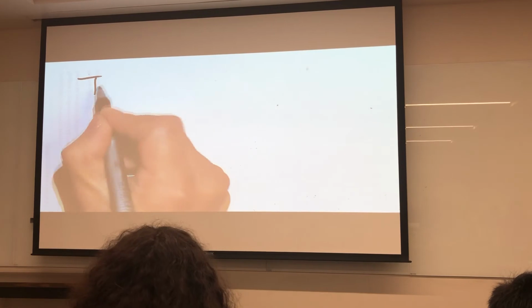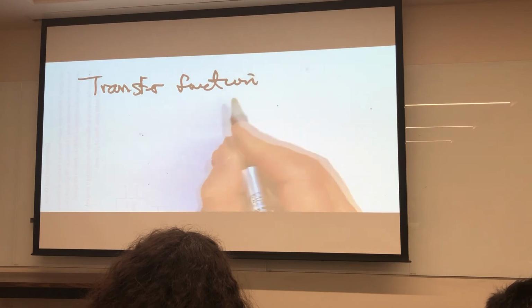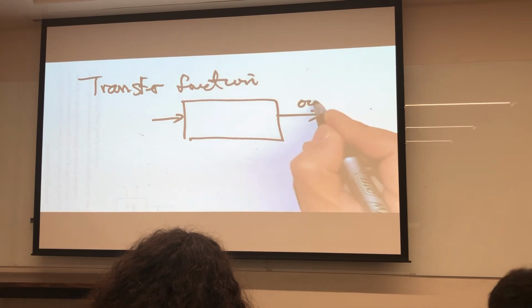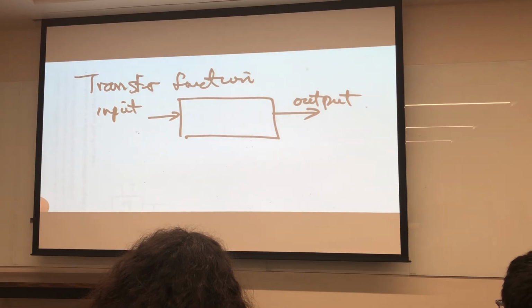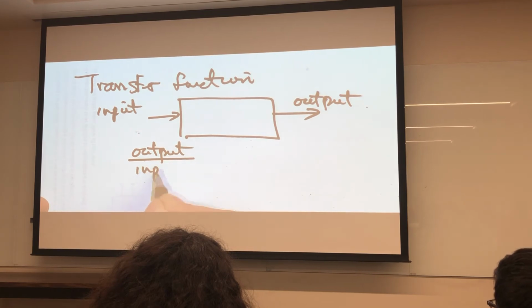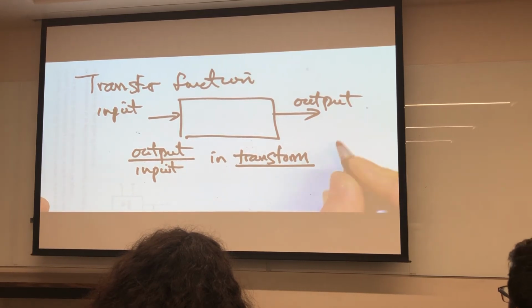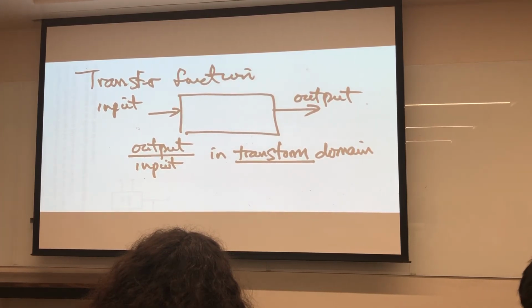Let me try to summarize. Today we talked about transfer function. It is the model that goes into something like this. This is the output. This is the input. Okay. So the transfer function is output over input. It is an expression, it's a ratio in transform domain. Okay. This is the key thing that we want to walk away with today.